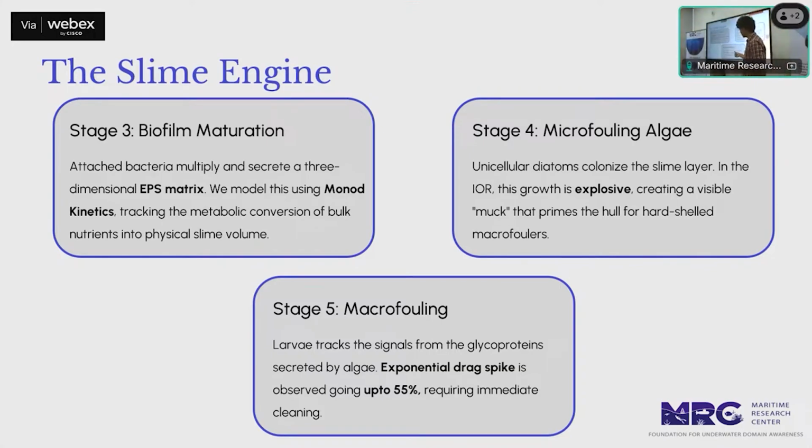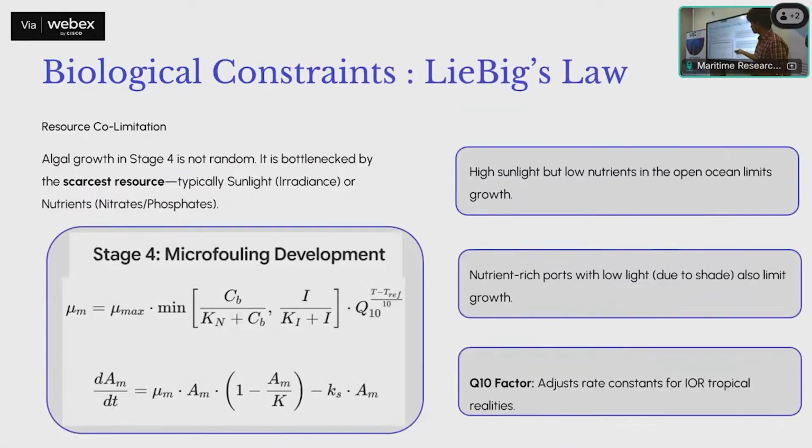Then finally the macro fouling. This is the most important part, and this is what we want to predict, because here the exponential drag spikes up to 55%, and we want to clean at this stage possibly. So we need to create that. One of the fourth stages uses Liebig's law. This equation I'll explain.